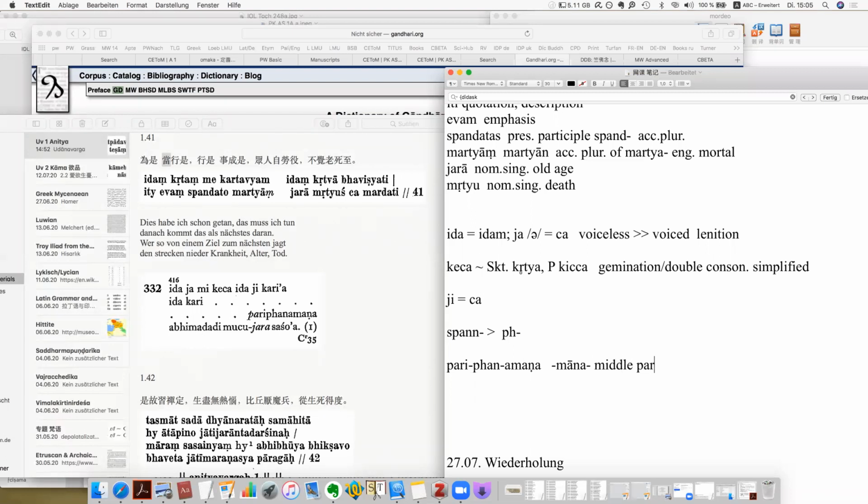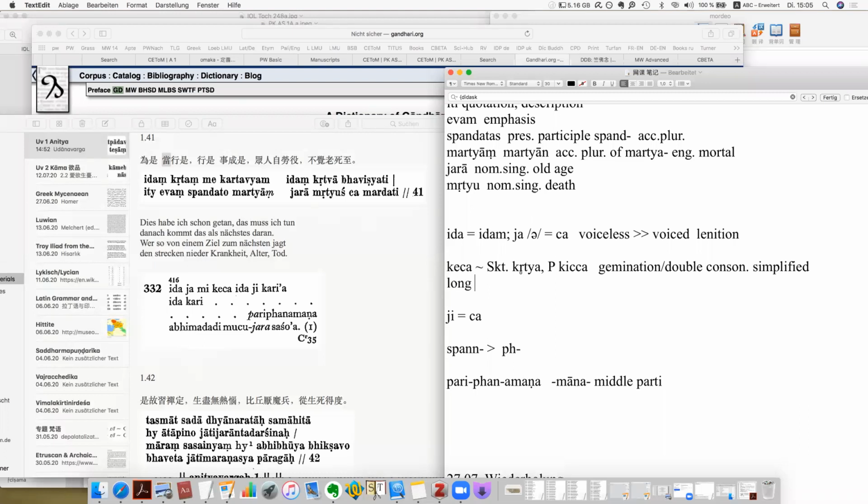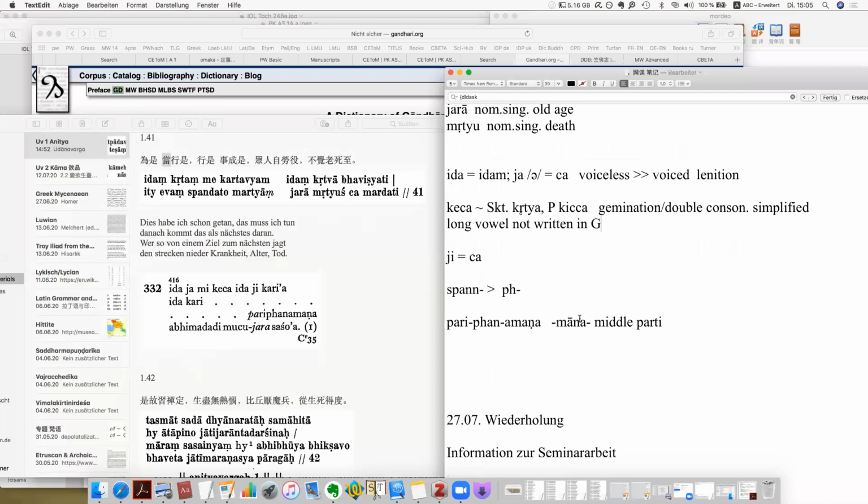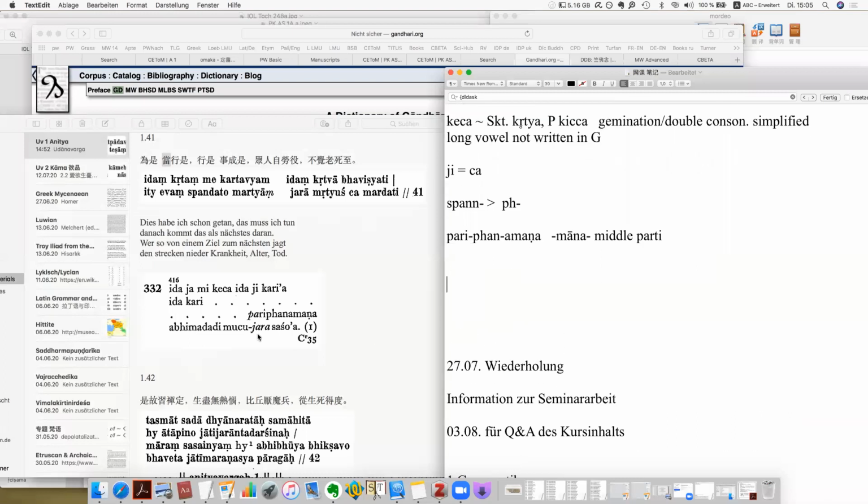middle participle, right? Yeah, okay, middle participle, and also long vowel, not written. And then it's actually Abi Mardi.